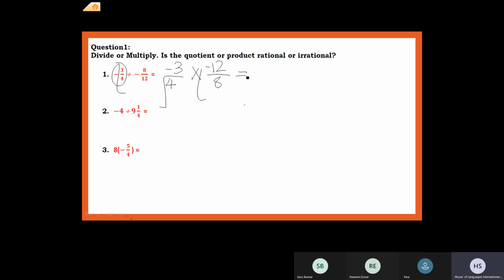Now then, what do we have here? Let's now simplify. We can divide by 4, it is 1. Divide by 4, it is 3. So now, negative 3 times negative 3. Here we have negative, okay? So negative 3 times negative 3 is positive 9, over 1 times 8, 8. Now, is the answer rational or irrational? Fraction.